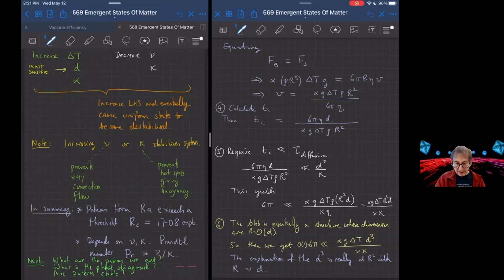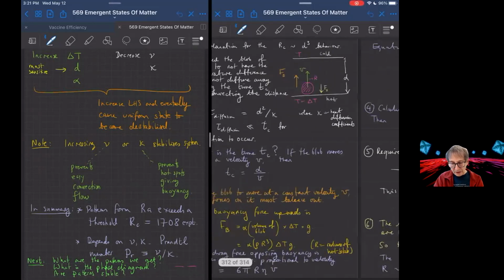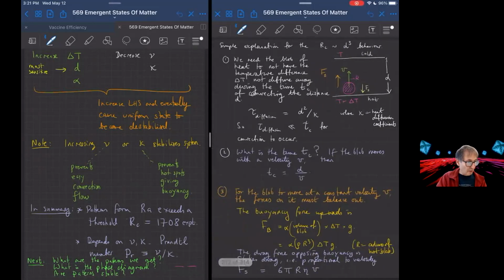Now, before we get into that, I want to answer the question that you asked at the end of last lecture, which is, why is it that the critical Rayleigh number has a cubic dependence on the height of the convection apparatus, the distance between the plates? And it's quite a tricky question to answer. And so here's the best that I can do to try to give you some physical understanding of where that comes from.